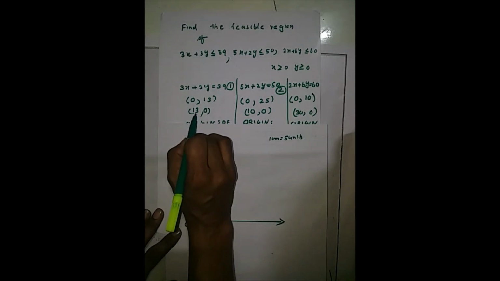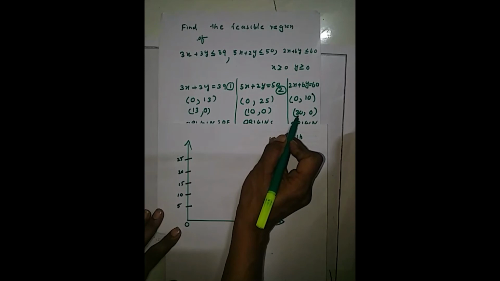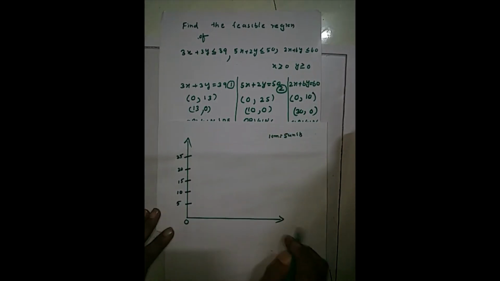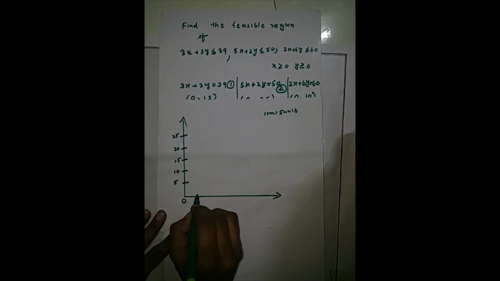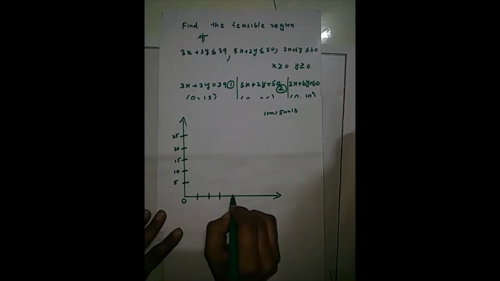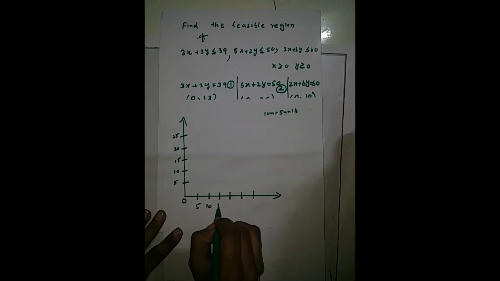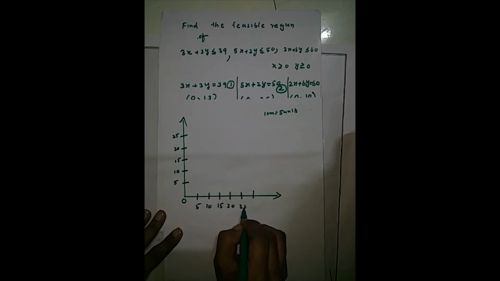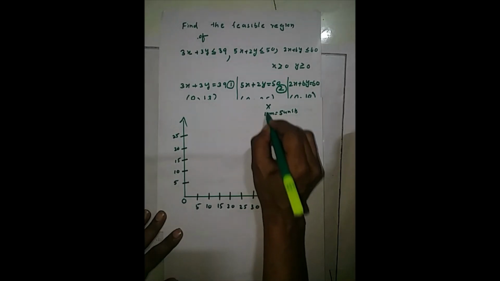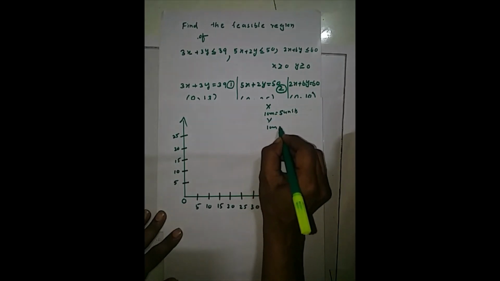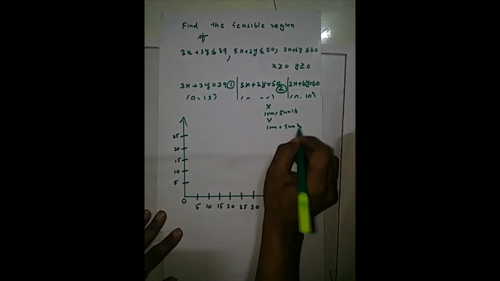X-axis: 13, 10, 30. Bigger number is 30, so here up to 30 we require. 5, 10, 15, 20, 25, 30. Here also, this is x-axis, y-axis. 1 centimeter equal to 5 units.